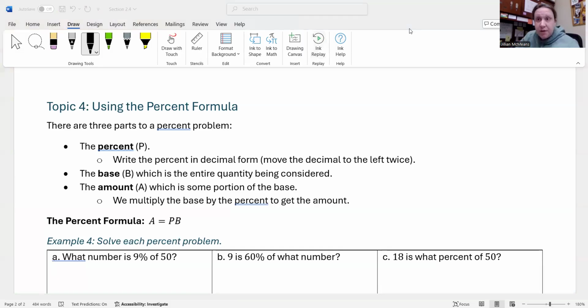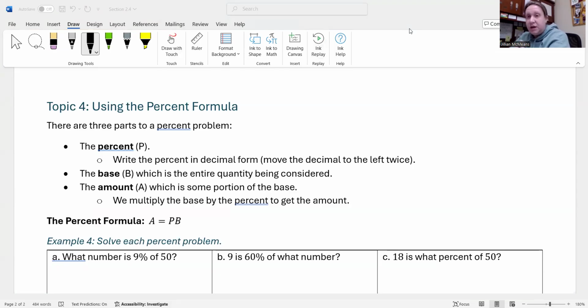We're going to shift gears a little bit. We're not leaving formulas behind for good, but we're going to shift over to talking about percent problems, okay? And for percent problems, we do have a formula that we use. So we're still using that idea of formulas, but we're just shifting it to something very, very specific, okay? So this topic is using the percent formula.